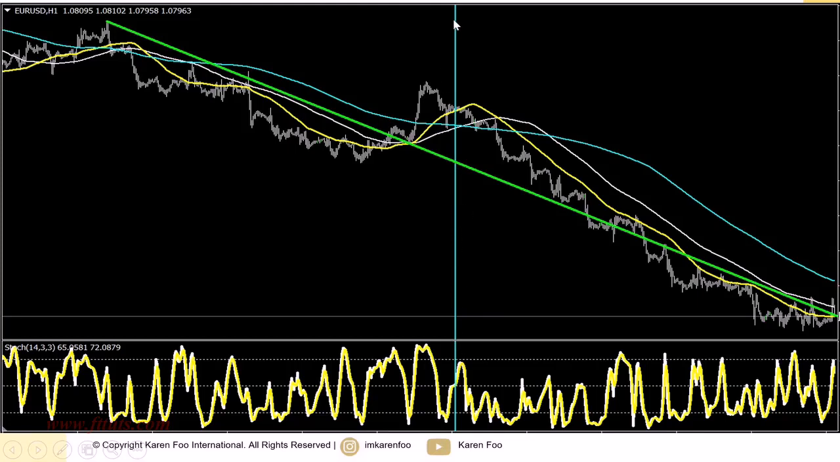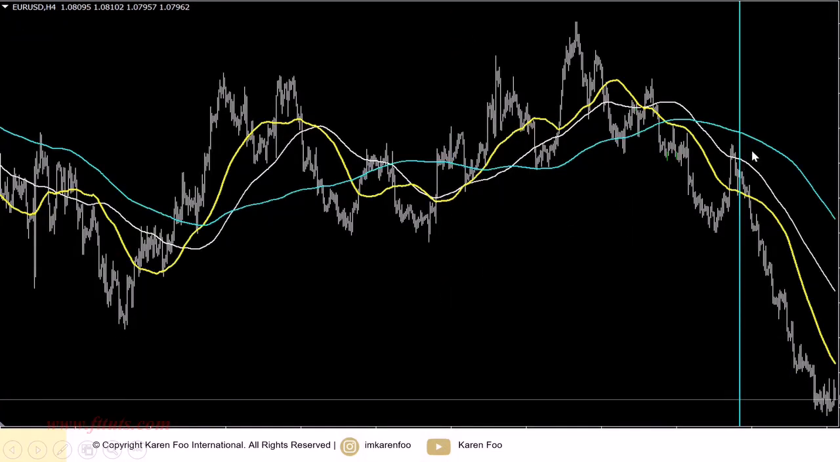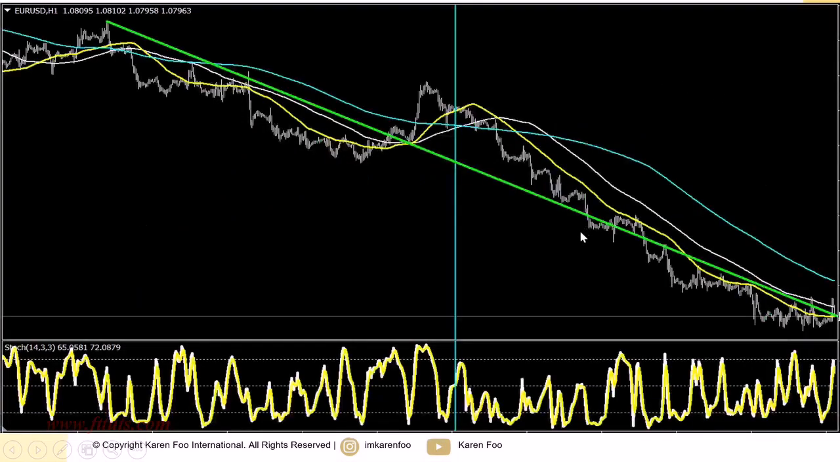If I switch to a higher time frame, for example H4, you look at where this point is. It will be right here. So in the H4 time frame, at this point, it is still in a downtrend. 50 is still below 100, 100 is still below 200. But in the H1 time frame, 50 is above 100.